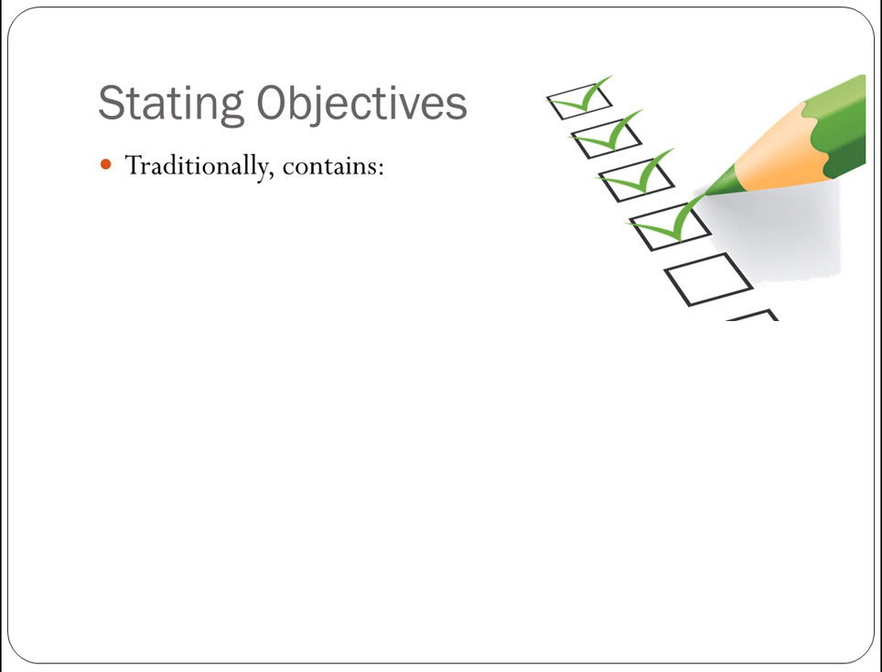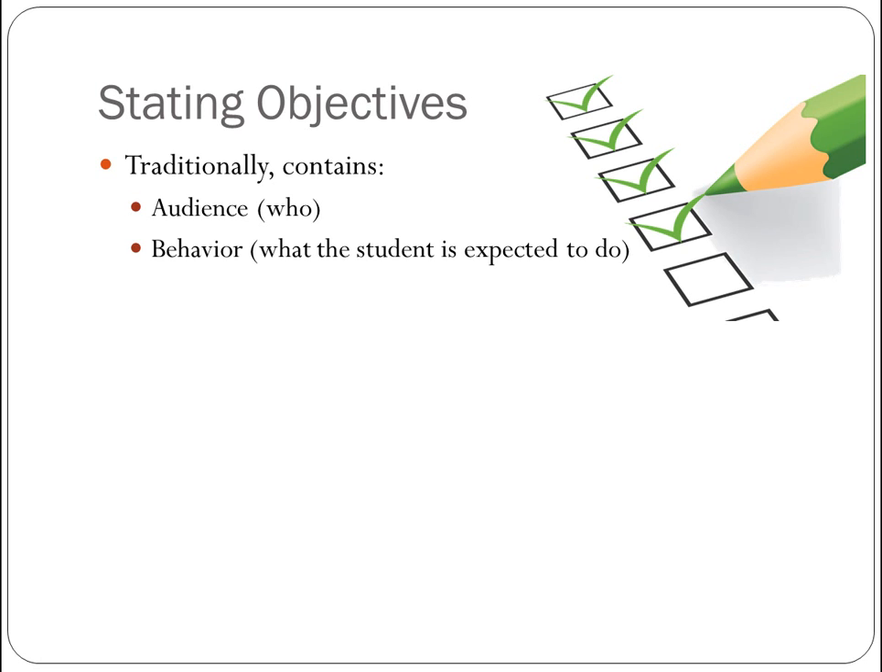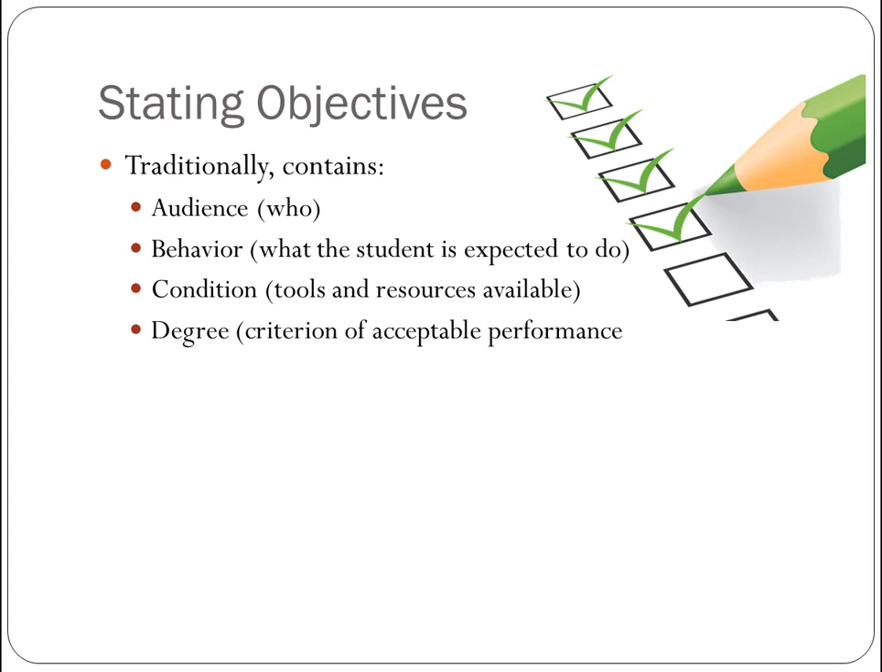Traditionally, or in other educational contexts, an objective is going to state the audience, this is the who, generally the students, the behavior, this is what the student is expected to do, the condition, these are the tools and resources that will be available to the student when performing the skill, and the degree, this is the criterion of acceptable performance. To give an example of a complete educational objective, this is the objective that I wrote for this lesson, being lesson 4 of this workshop.